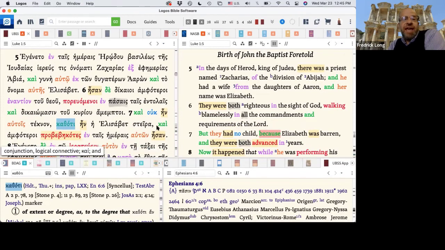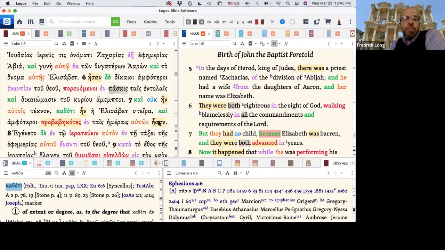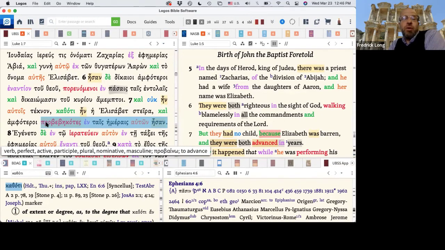And then we have another kai. So here we're having just another add-on to the storyline, and both were. Now here I think this participle probebekotes, it's a perfect active from probaino. Yeah, to go in front of, to advance, to be advanced. This is a periphrastic participle going with esan. Now it is fronted, way fronted.